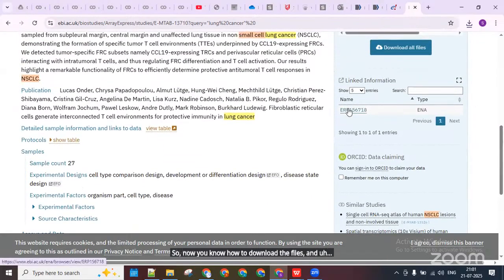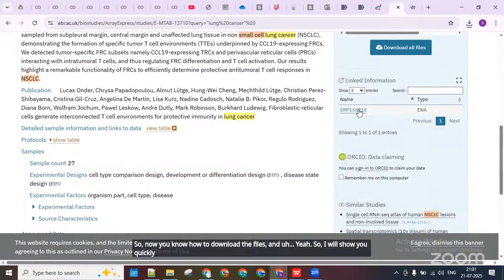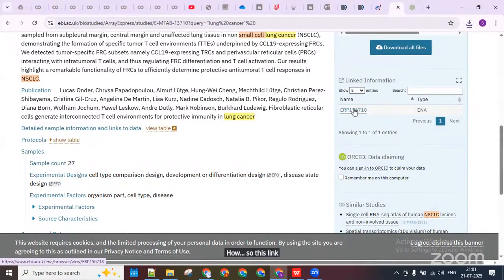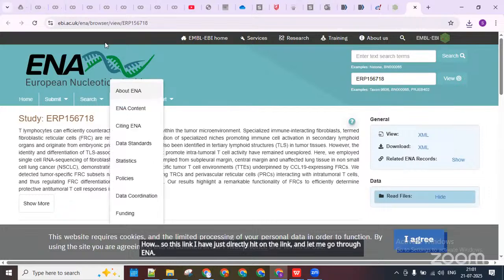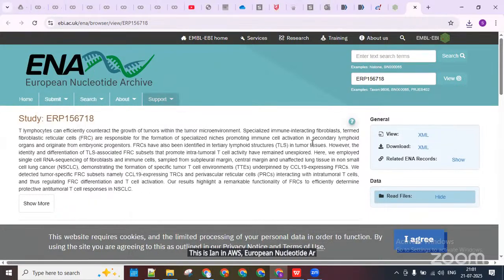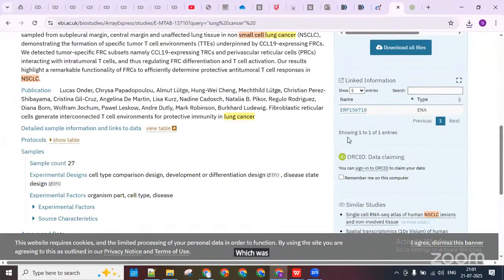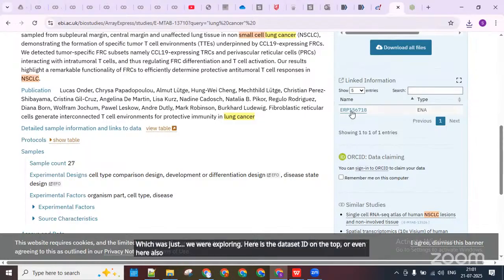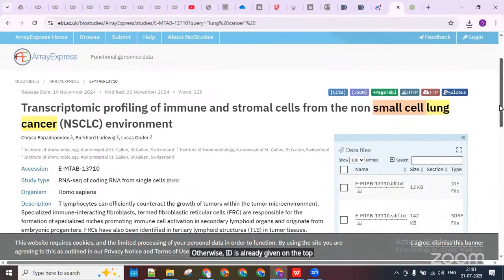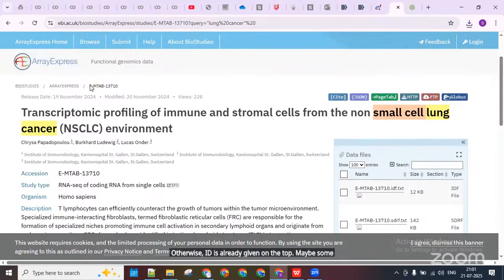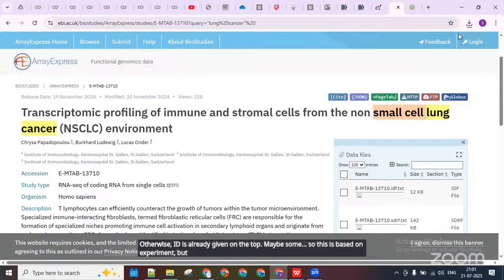So I will show you quickly with ENA how. This link I have just directly hit, and let me go to ENA. This is the ENA database, European Nucleotide Archive. And here, this is the same ID, the dataset ID, which we were just exploring. Here is the dataset ID on the top, or even here also, ERP156718. Otherwise, the ID is already given on the top, maybe somewhere. So this is based on experiment, but the project ID we have already here.